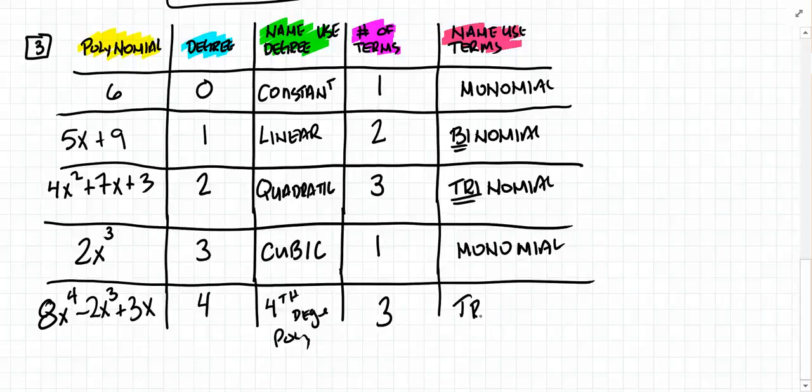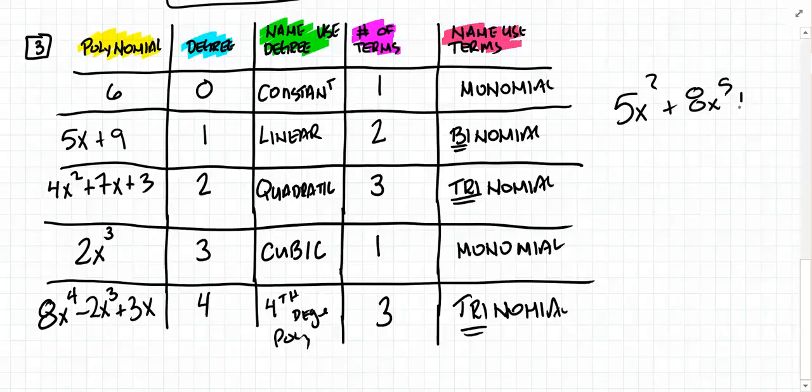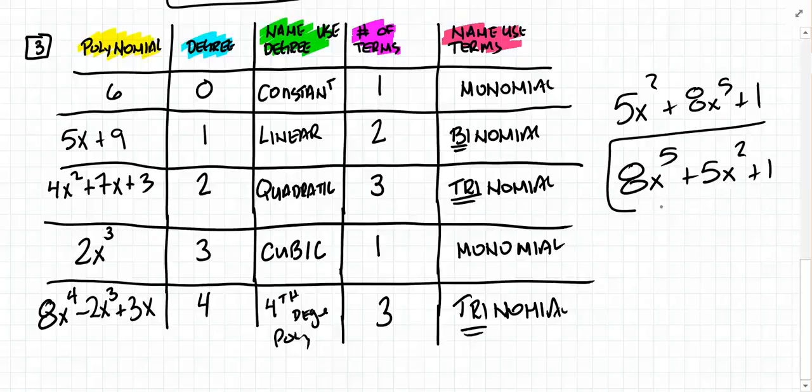Okay? So if I'm talking about a 5th degree trinomial, right? Here's a 5th degree trinomial: 5x squared plus 8x to the 5th plus 1. That's a 5th degree trinomial, but it's not written in what? Standard form. Why not? How could I put this in standard form? 8x to the 5th plus 0x to the 4th. Yeah, you don't have to write the missing ones. Just put the ones that you see. It's a good idea, but you don't have to put the placeholders in for this particular lesson.